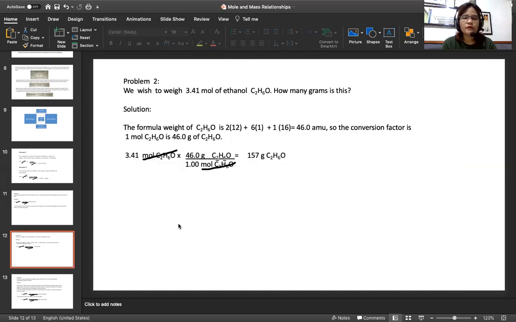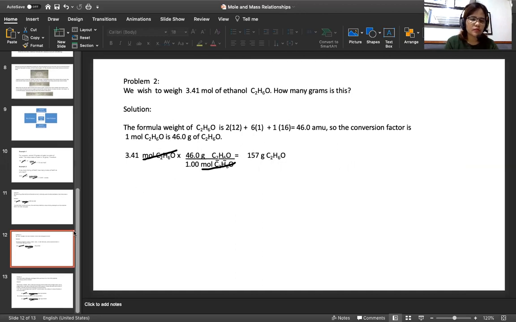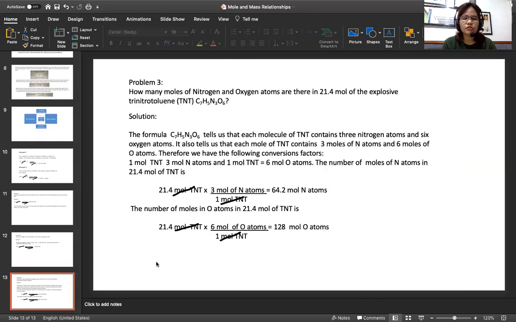Now, you wish to weigh 3.41 moles of ethanol, C2H6O. You want to know how many grams this is. We have the same formula here. So you see, then you have 157 grams of C2H6O.